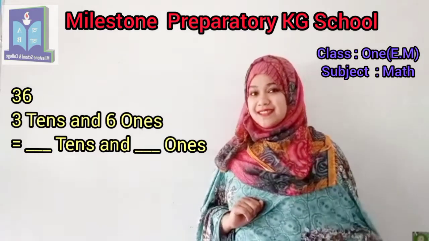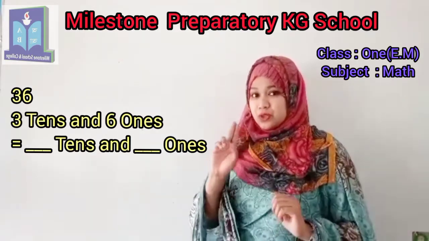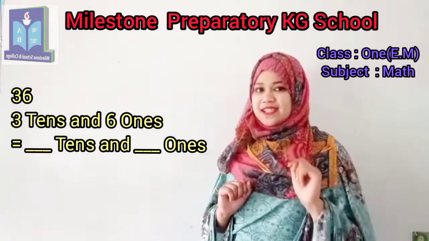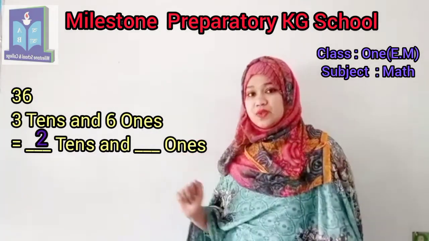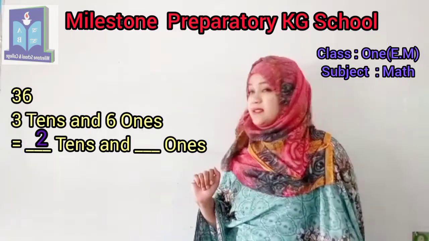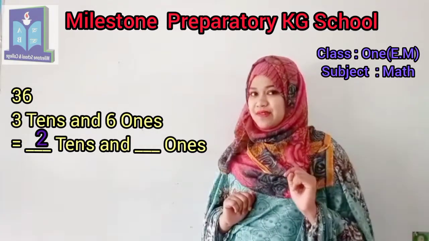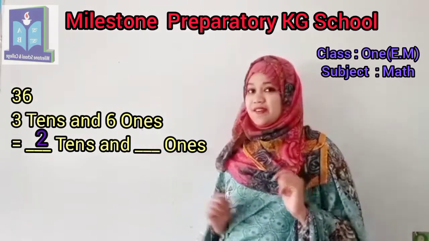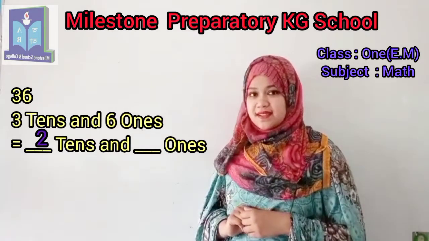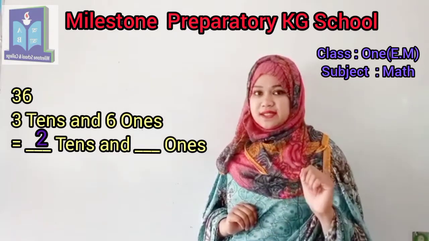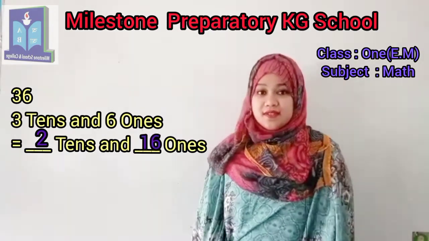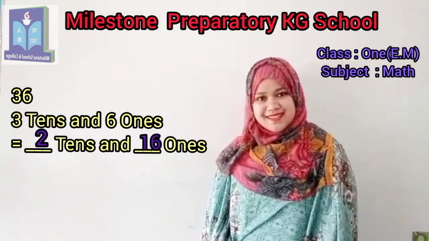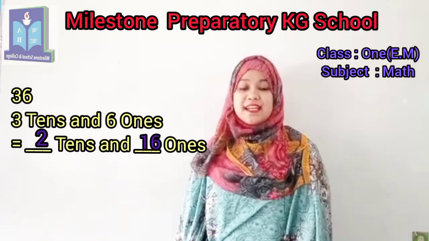Very good. I know you can. 2 tens and 1 tens. That means 3 tens. So we can write here 2 tens and we get 1 tens from here. And here is 6. So 1 tens equal 10 and 6 is 16 ones. Thank you, dear students.